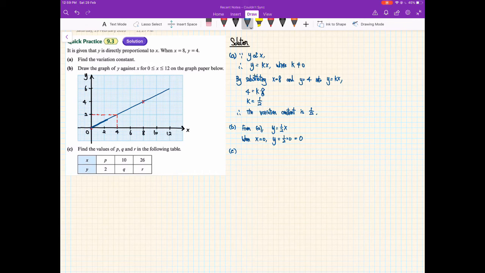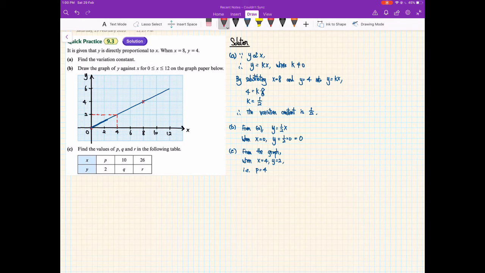Then we can write in this way from the graph: since when x equals 4, y equals 2, that means P is equal to 4. Okay, the next one, when x is 10, y is Q. Okay, so let's have a look.